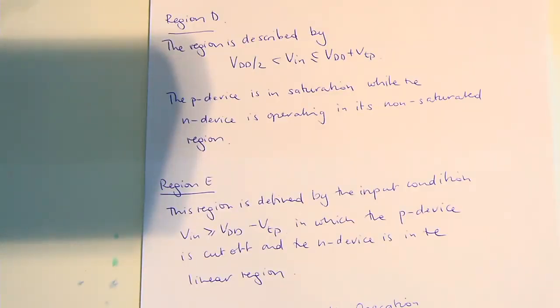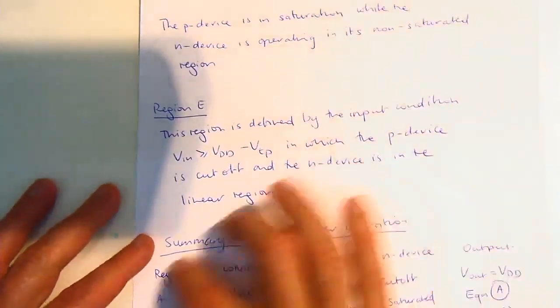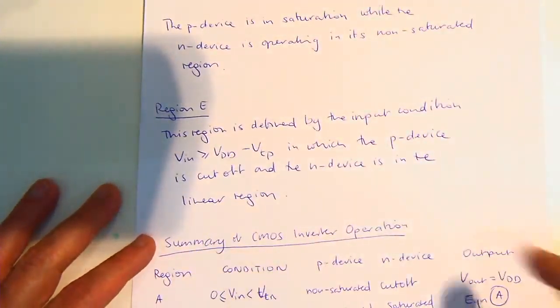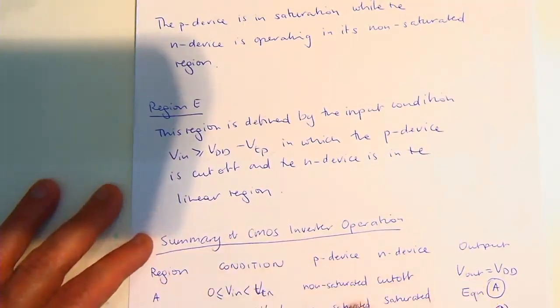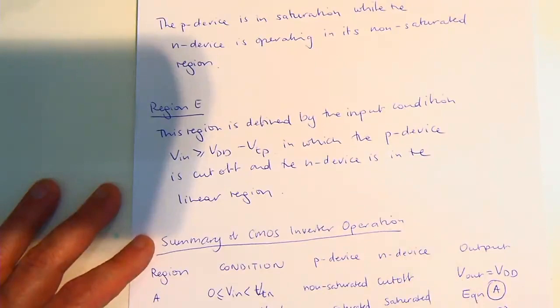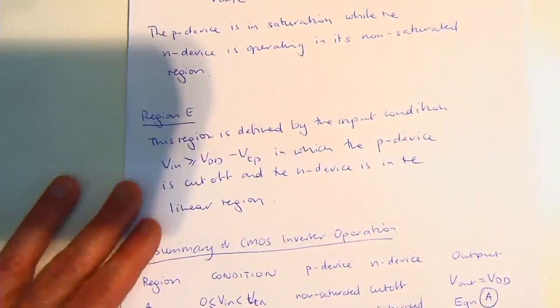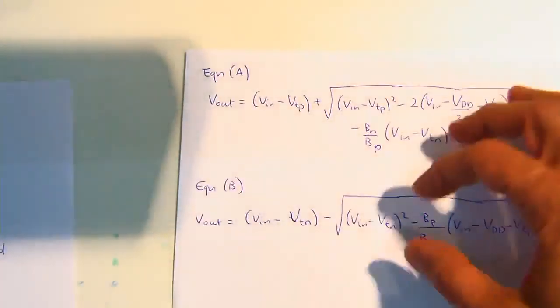All right. So what we're showing here is the simplest operation of a circuit, one of the simplest gates that we've got in CMOS, right? And essentially what I've done here is drawn a little table for you where for each of the regions we've got the input conditions, what's happening to the P device, what's happening to the N device, and the output. And I've written the output in terms of these equations.